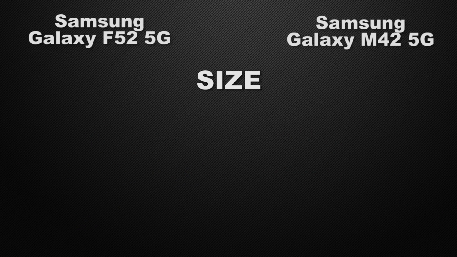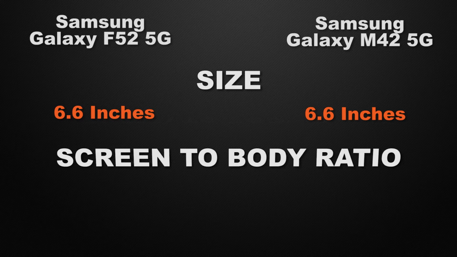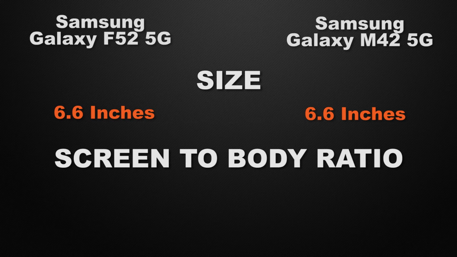Moving to the display features of the devices, let's start with the display size of the devices. F52 has 6.6 inches of display. On the other side, M42 also has 6.6 inches of display. So it's a tie because both of the devices have the same screen size. And about the screen to body ratio of the devices, F52 has 83.6%, whereas M42 has 84.3%. So it's a tie because both of the devices have approximately the same ratio.